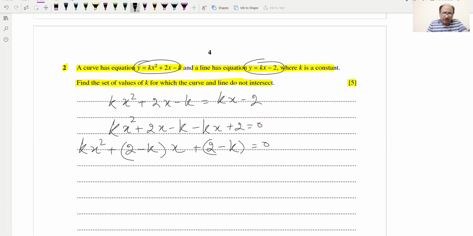And now we can check for the discriminant, and the discriminant we can take as b squared minus 4ac. And the a value is what? The a value is equal to k, the b value is equal to 2 minus k, and the c value is also 2 minus k. So these are the values.